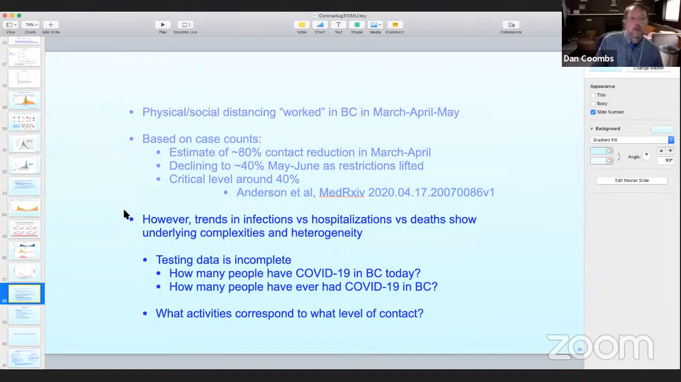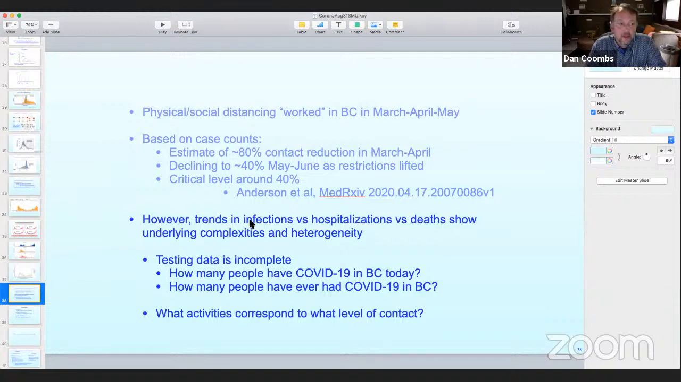Okay. So as I say here, trends in infections versus hospitalizations versus deaths show that there's complexity underlying this that isn't being captured properly by a simple model of the kind I showed you, where you have two compartments. Although I still think that model has its uses for understanding the averaged trends and this heterogeneity. An important point I want to emphasize is that testing data is always incomplete because not everybody who is infected or infectious will necessarily be tested. In British Columbia in March and April, the policy was that if you weren't feeling particularly sick and didn't have any reason to think that you might be infected, you weren't allowed to be tested.